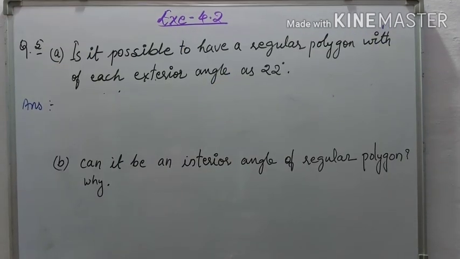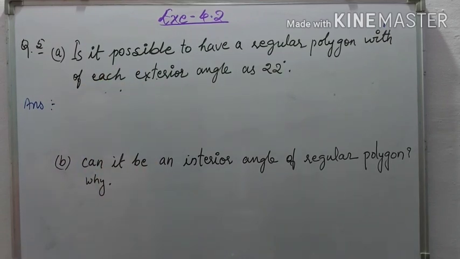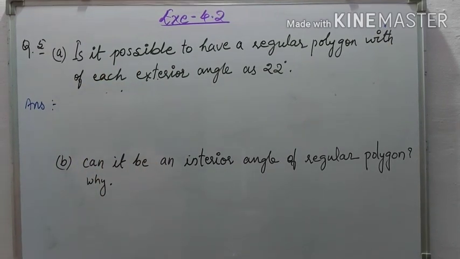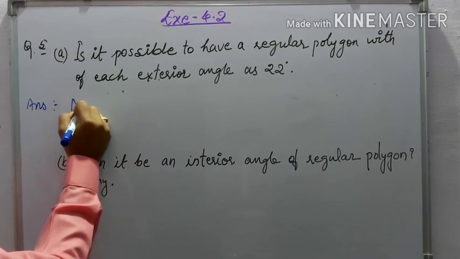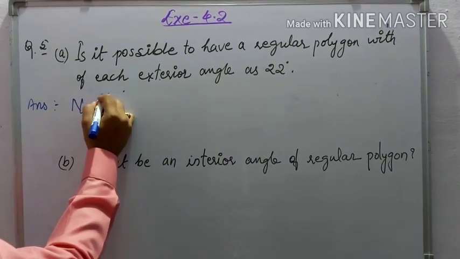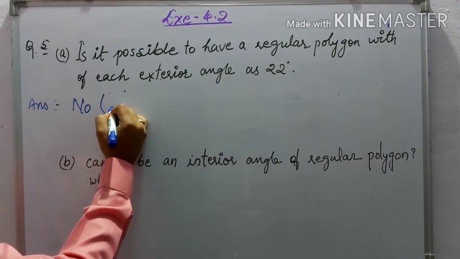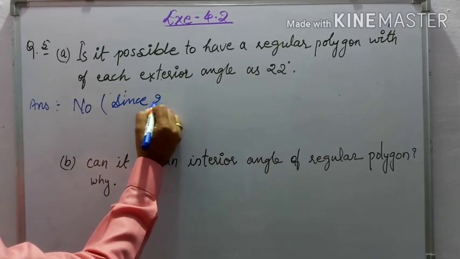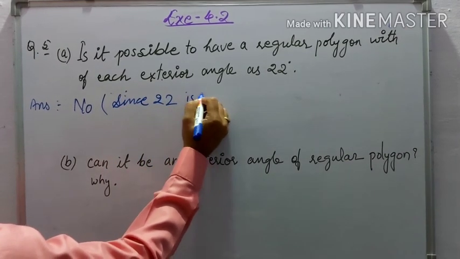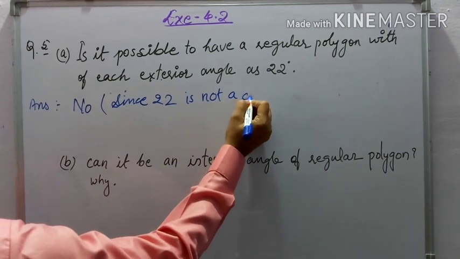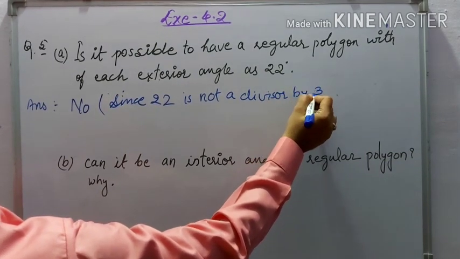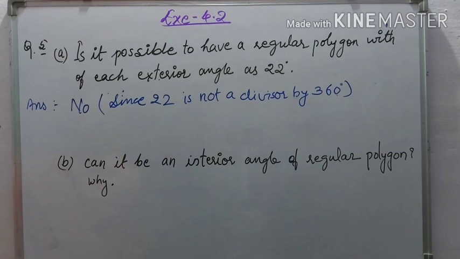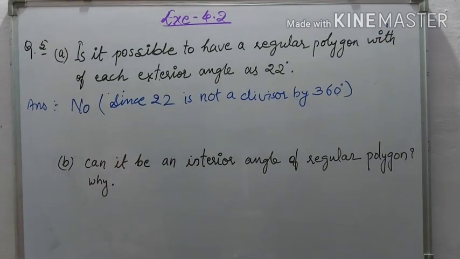Question number 5: is it possible to have a regular polygon with each exterior angle 22? The answer is no, because, you write, since 22 is not a divisor of 360, 360 is not divisible by 22. The answer is no.